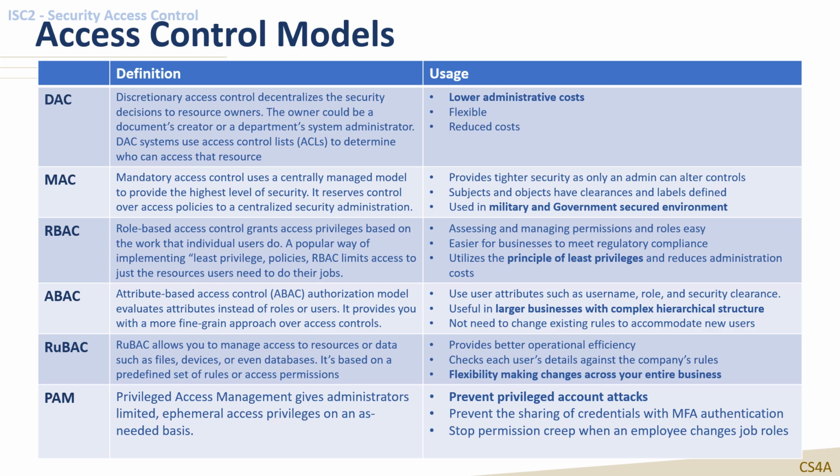RuBAC is rule-based access control. Here it manages access to resources or data such as files, devices, or even databases. It is based on a predefined set of rules and access permissions. It makes it flexible to make changes across the entire business. So if there is a compliance or requirement change, we don't want to change it in multiple places. If we change a single rule in one place, the entire organization gets the updated access control permission.